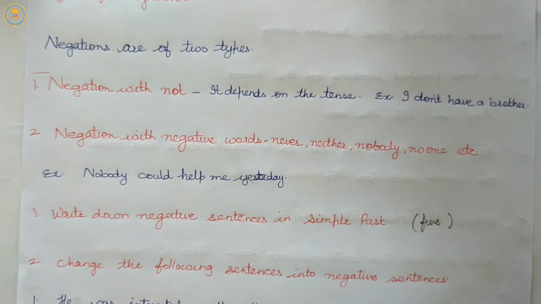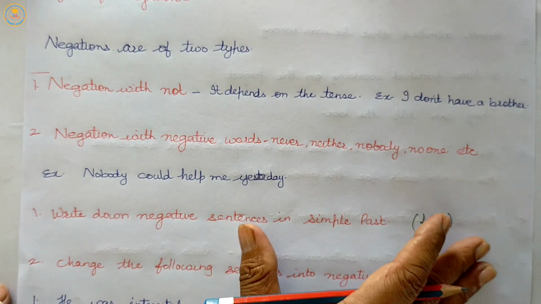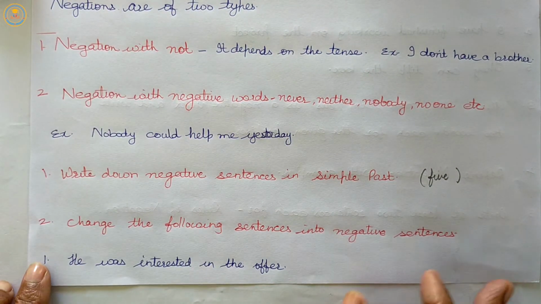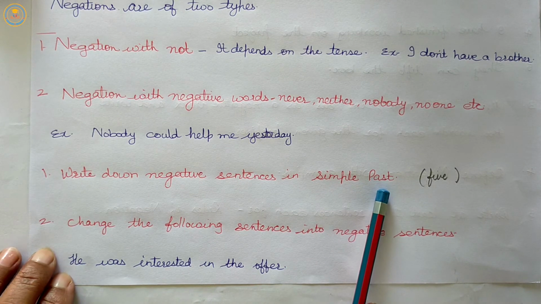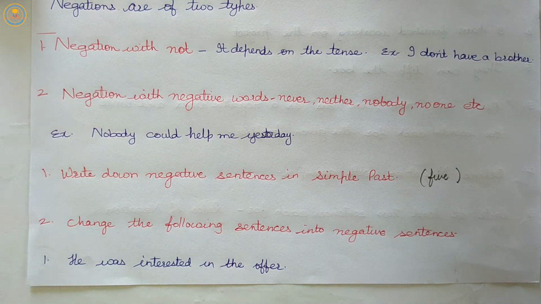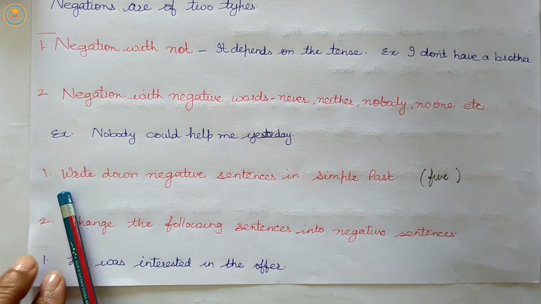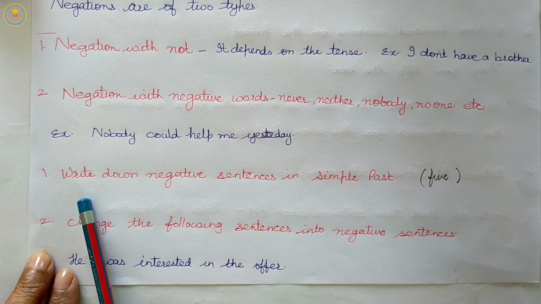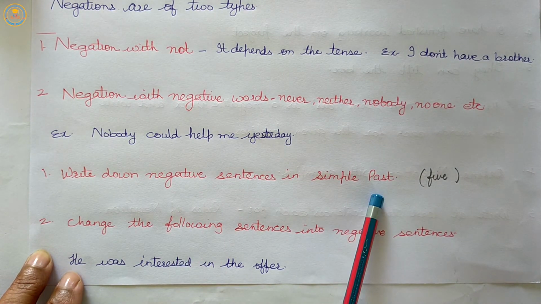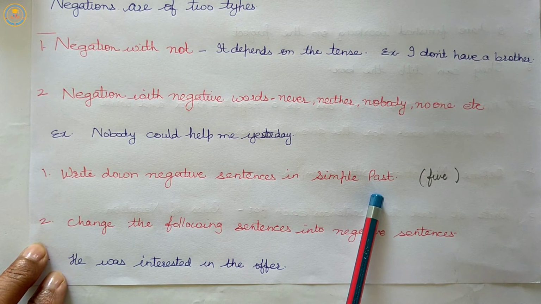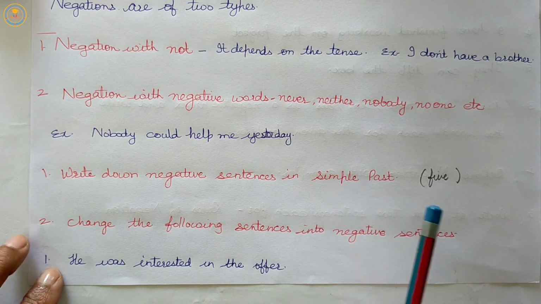So let me give you some homework, some exercises or questions to do yourself, and we will discuss their answers in our next class. First task is to write negative sentences in simple past. The first topic we read in negation was negation in tenses. So your duty is to write at least 5 sentences in the negative form of simple past tense.